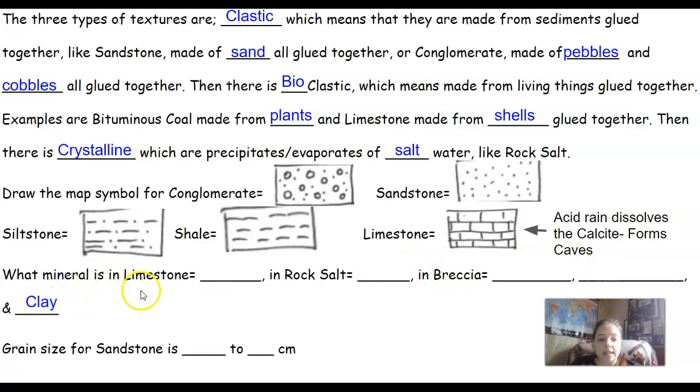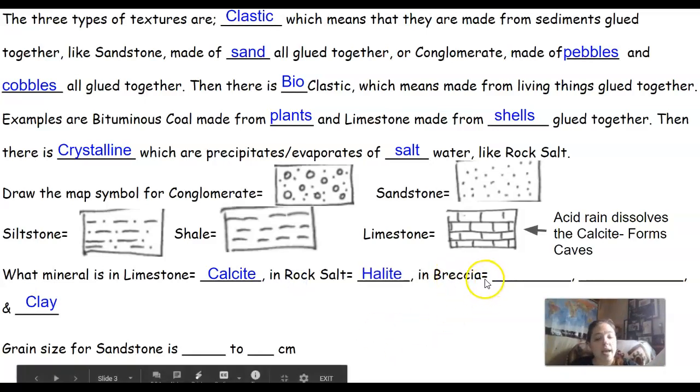What mineral is in limestone? So look over at the comments. Limestone, precipitates of biological origin, cemented shell fragments. So you know there's shells or calcite in it. Rock salt. Rock salt is made of, right there. It says what its composition is. Composition of rock salt, right there, is halite.